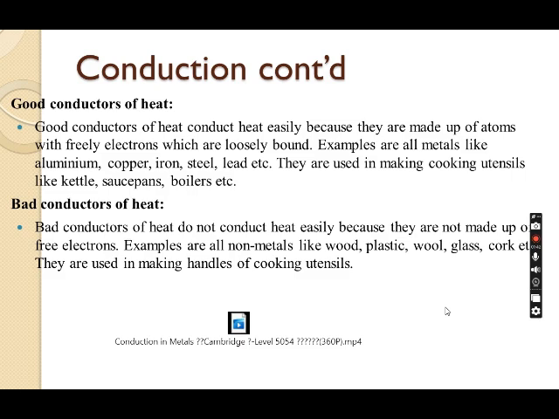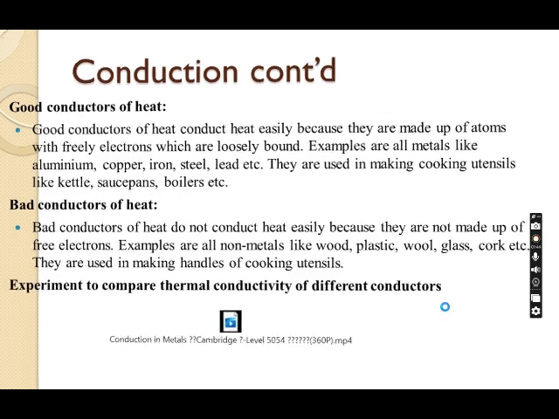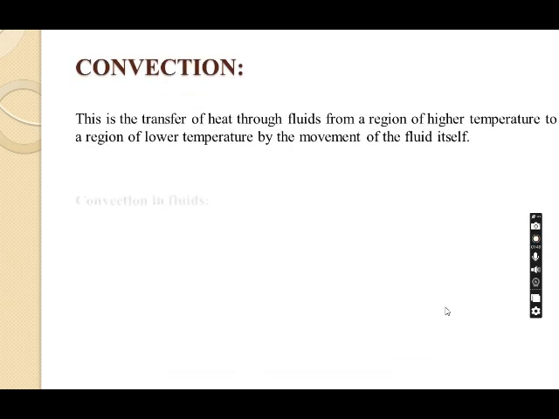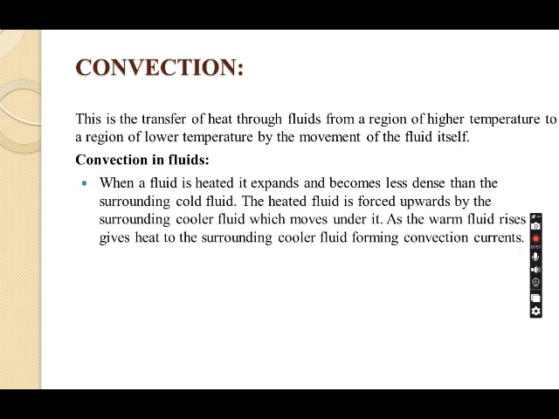So when we go to convection, convection is the flow of heat or transfer of heat from a region of higher temperature to a region of lower temperature by the movement of fluid itself. When a fluid is heated, it expands and becomes less dense than the surrounding cold fluid. So the heated fluid, which becomes less dense, moves up, while the cold fluid which is up moves down. The process will continue and we shall end up with what we call convection currents.